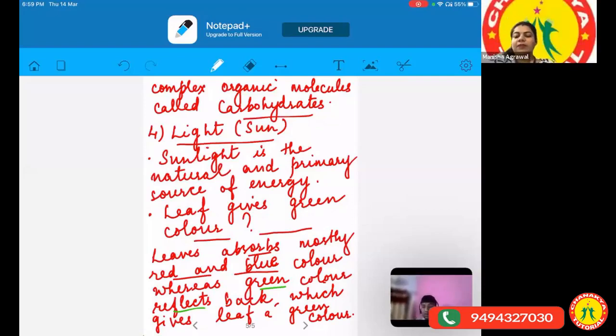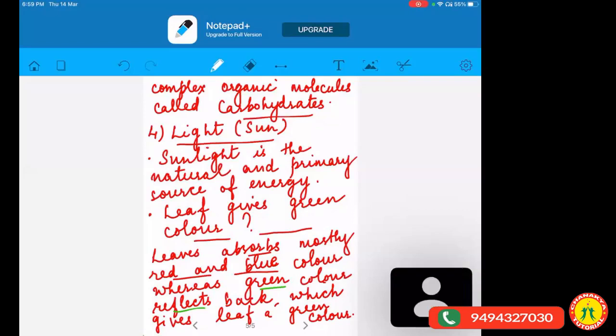Okay, children, then we'll be meeting in the next class. And in the next class, we will be discussing the structure of the leaf and the diagram of it. Both are very important for the exam. Okay, ma'am. Bye, ma'am. Okay, Shubhansh.